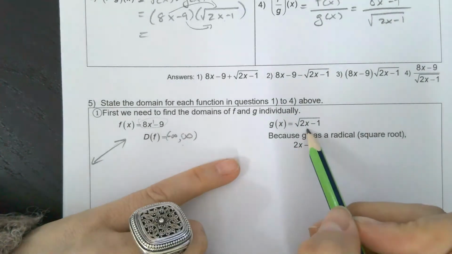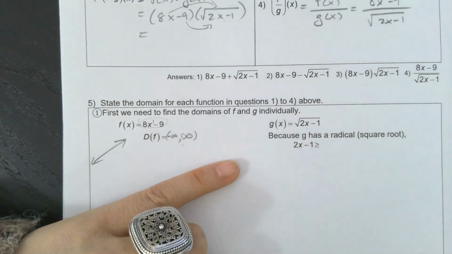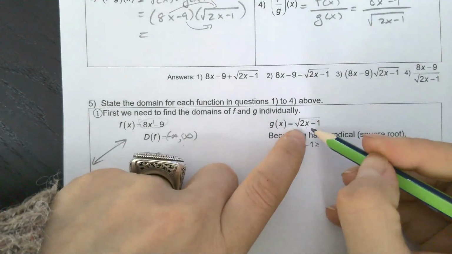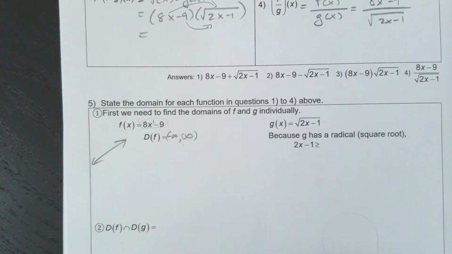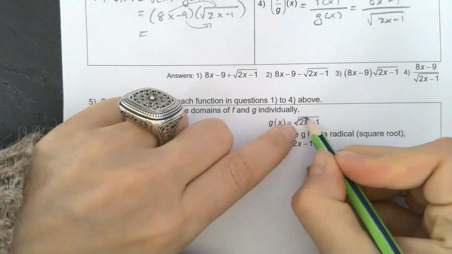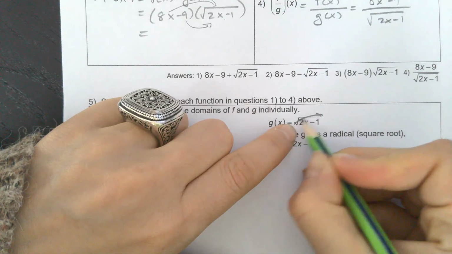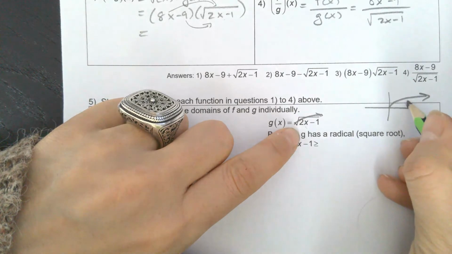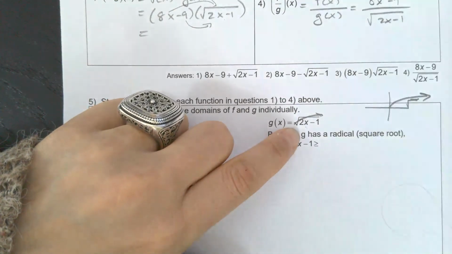Now I have to find the domain of g of x. There's different ways to do this. I'm going to show you, well, do you remember what this looks like? If I look at the graph of this, the graph of this looks just like a square root sign. So if I graphed it, it would look like this, which kind of looks like a square root. Okay, that's how I remember it.